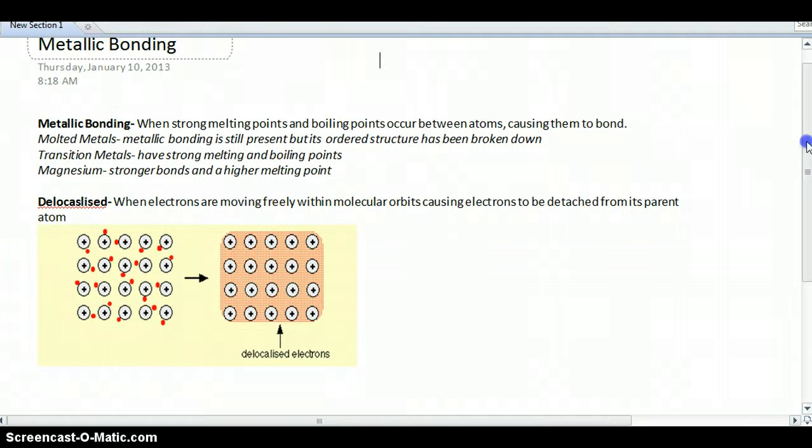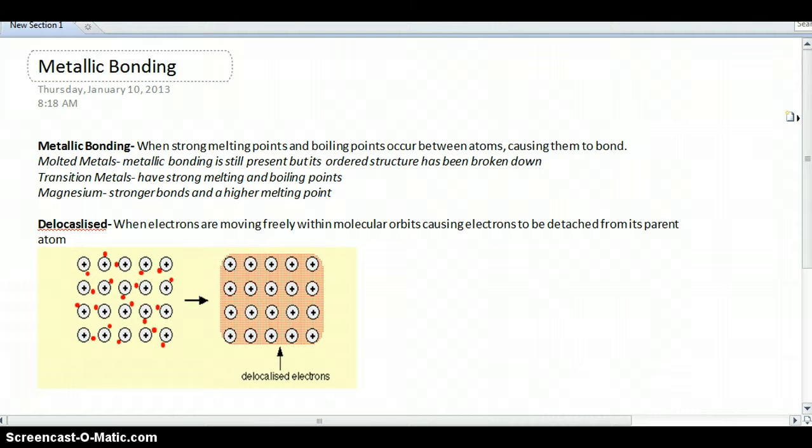Now on to metallic bonding. Okay, metallic bonding. You may be wondering, what is metallic bonding? Well, it's actually in the name. Metallic bonding deals with metals, which is pretty important, because when there are strong melting points and boiling points between atoms, causing them to bond, then it is a metallic bond.